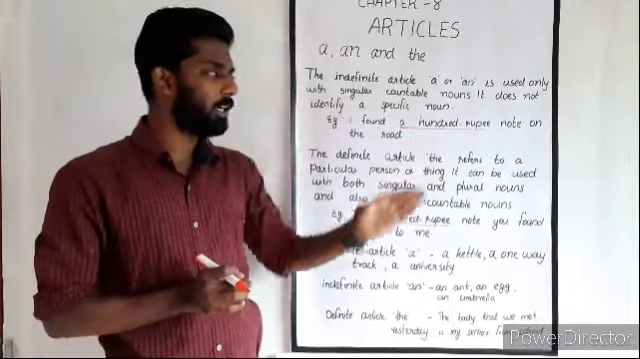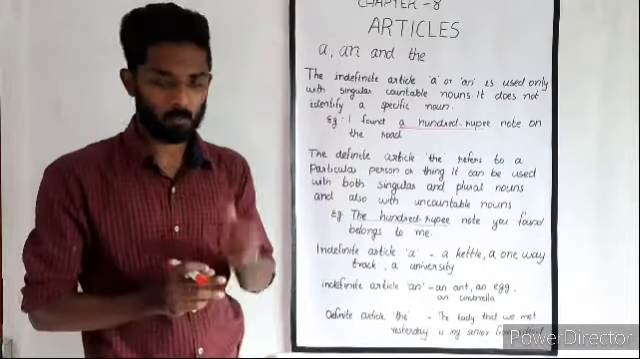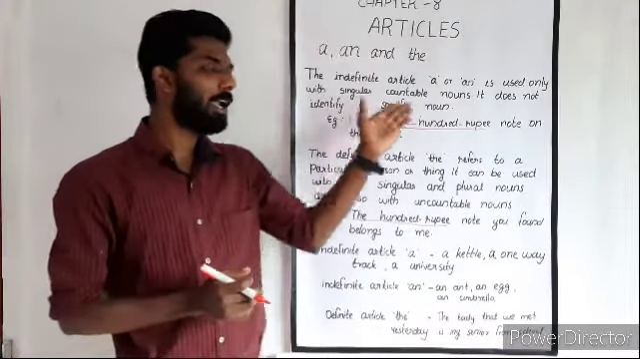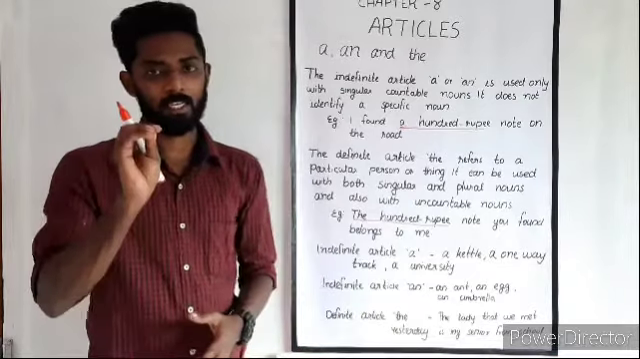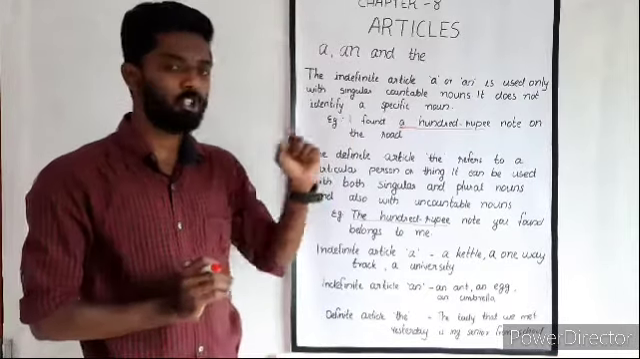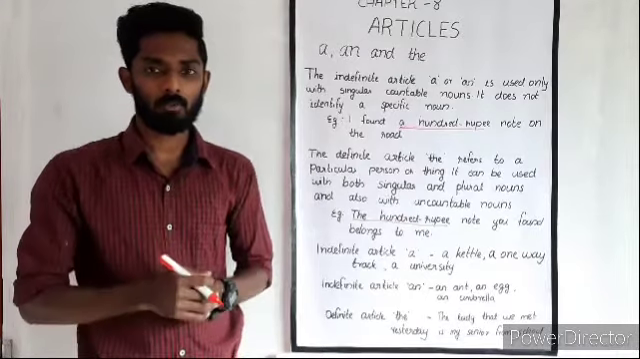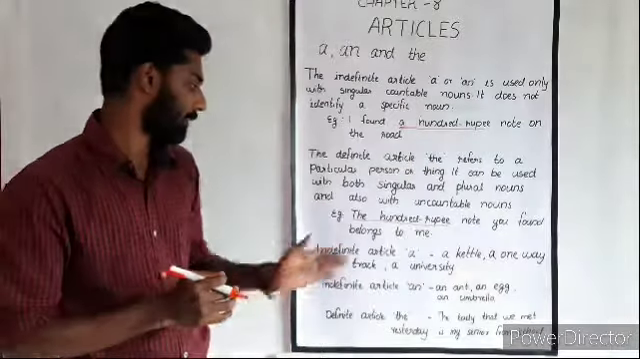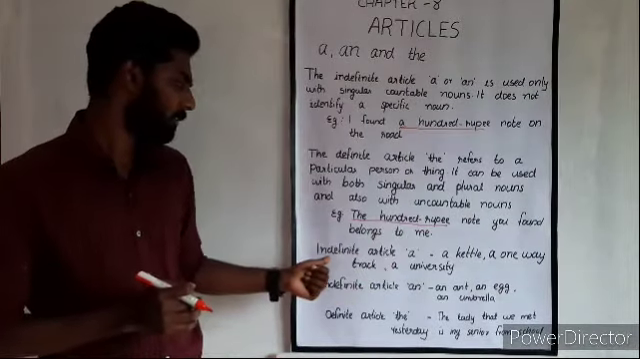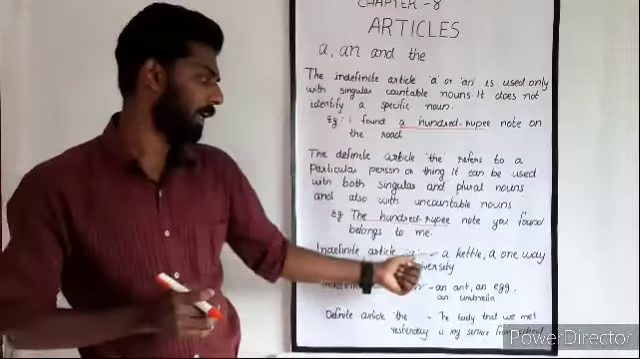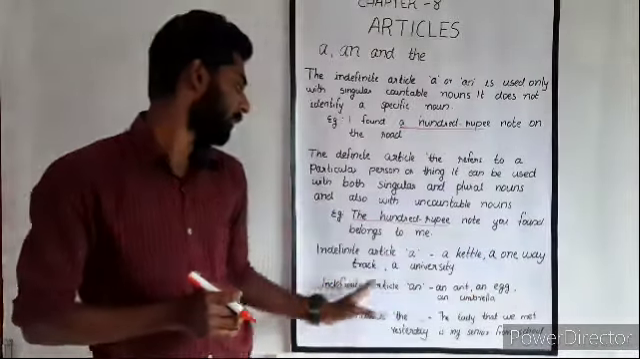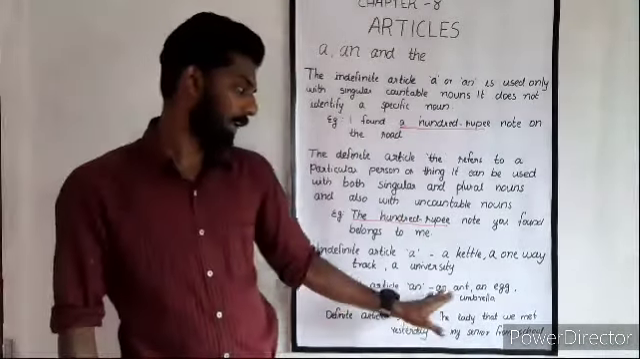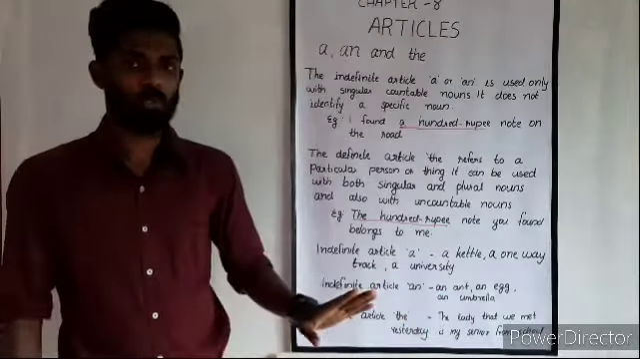In the indefinite article itself, there are two articles. One is 'a' and another one is 'an'. What is the difference between 'a' and 'an'? It is simple like this. 'A' is used with consonant sounds, and 'an' is used with vowel sounds. So the examples are written here. Examples of 'a': a kettle, a one-way track, a university. Examples of 'an': an egg, an umbrella, and so on. So that is all about it.